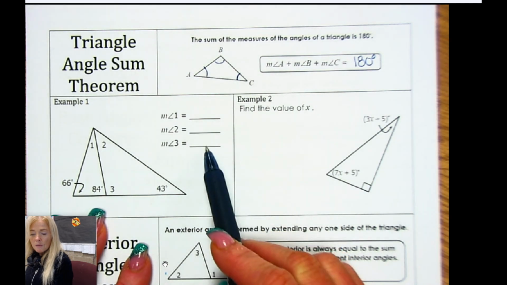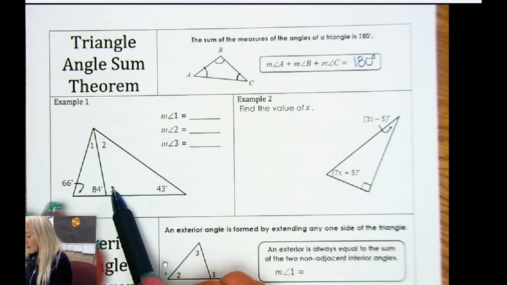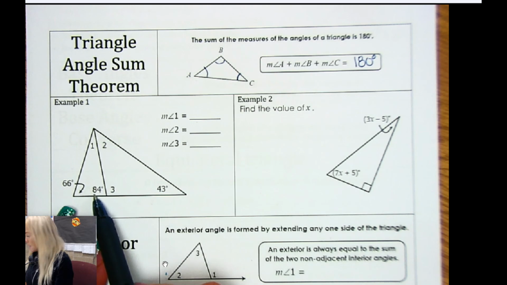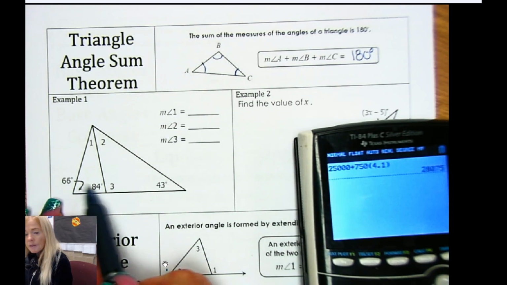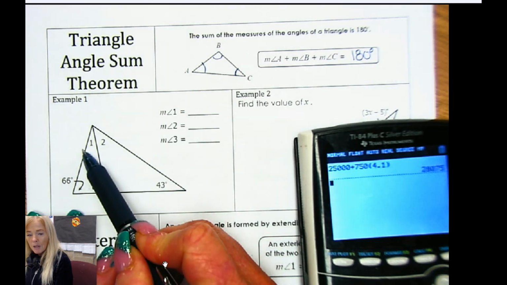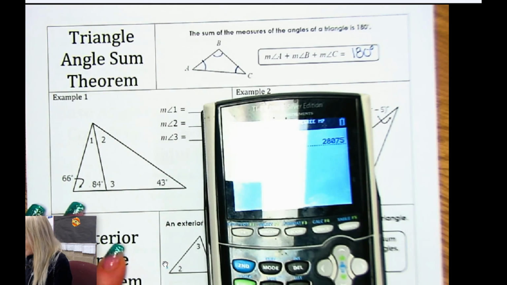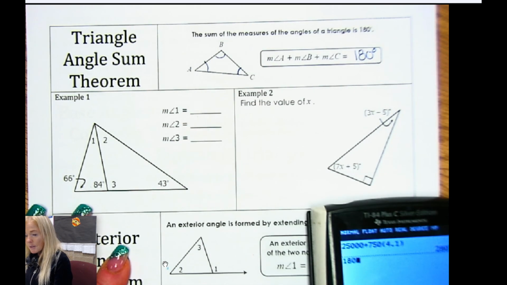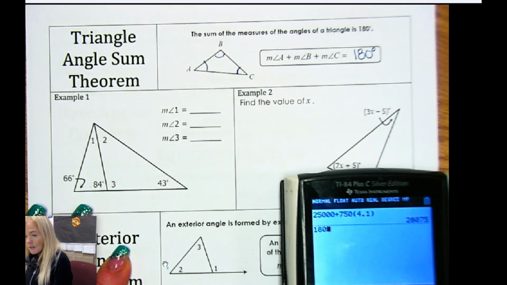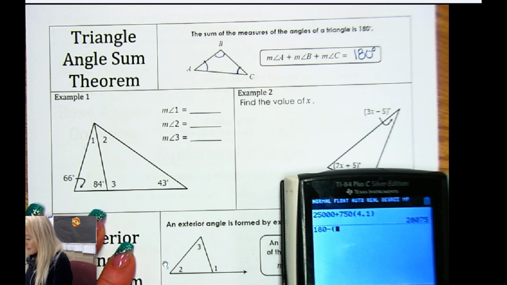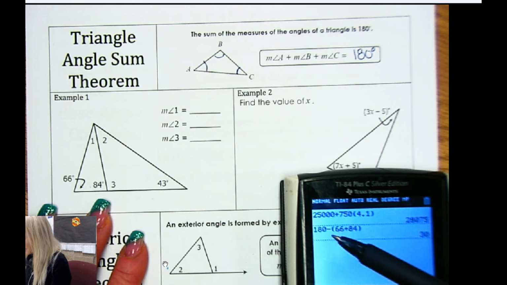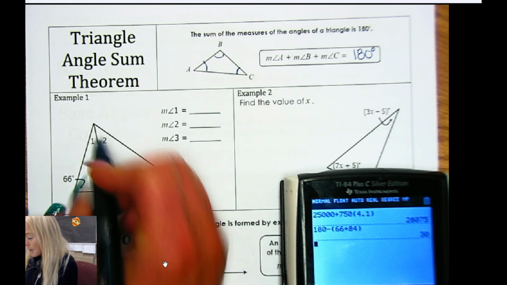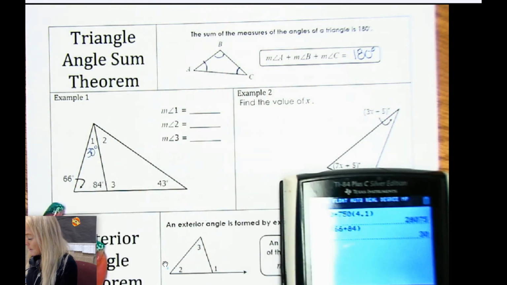So we're looking for measures of angles 1, 2, and 3. If this angle is 66 and this is 84, then what we want to do is add the 2 angles here and subtract them from 180 to get angle 1. In my calculator, I get this to show 180 subtract the sum of 66 plus 84. I'm taking 180 and subtracting the sum of the other 2 angles. So angle 1 must be 30 degrees.